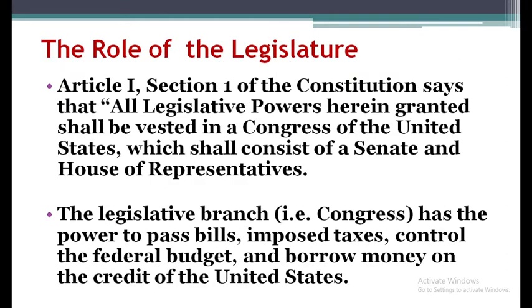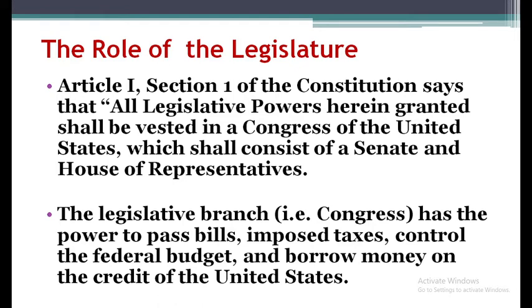First, Article 1 of the Constitution says that all legislative powers herein granted shall be vested in the Congress of the United States, which shall consist of a Senate and House of Representatives. In short, all the legislative functions of the government are vested in the Congress. This is clearly defined in Article 1 of the Constitution.